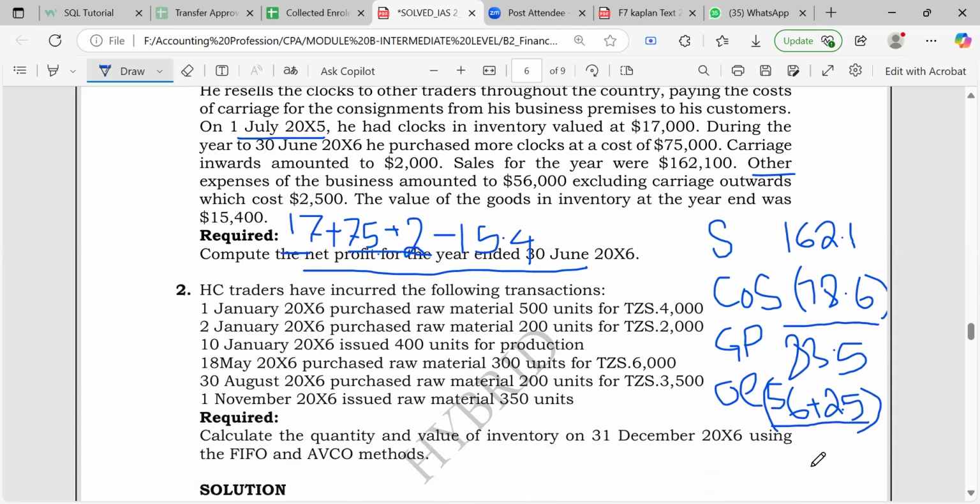This is the 83.5 gross profit. And for operating expenses, we have 56 plus 2.5, which is 58,500. So we'd have 25,000. Okay, this would be the net profit. So what mattered there is the arrangement.